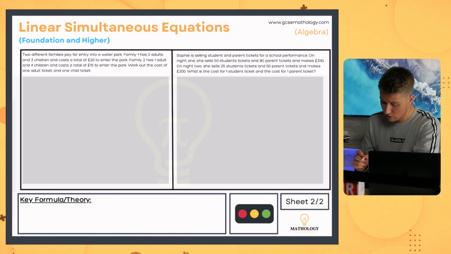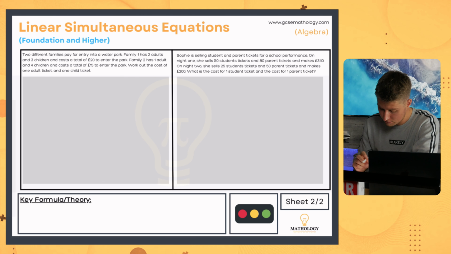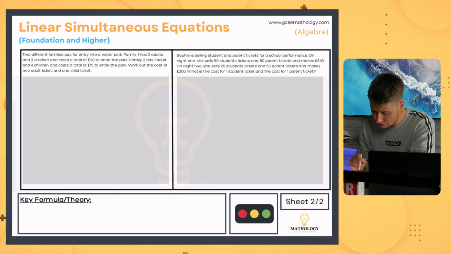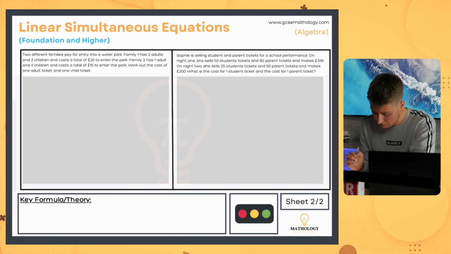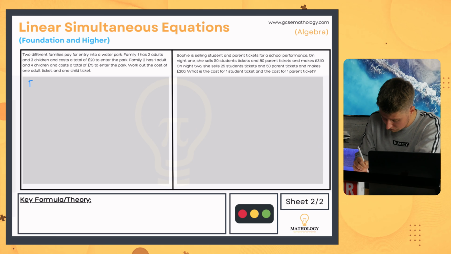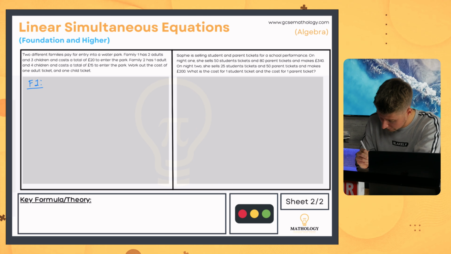So looking at these two questions here, we've got wordy problems. So 2 different families pay for entry into a water park. Family 1 has 2 adults and 3 children at the cost of a total of £20.